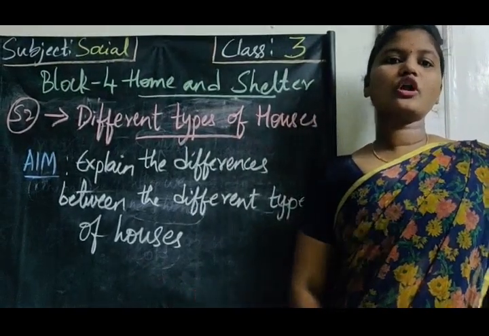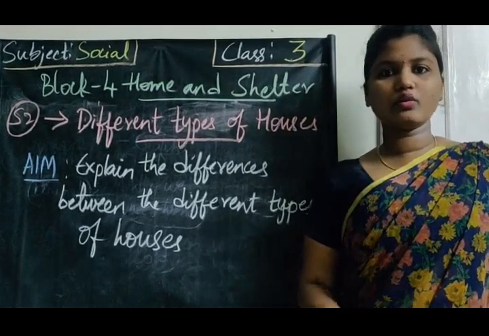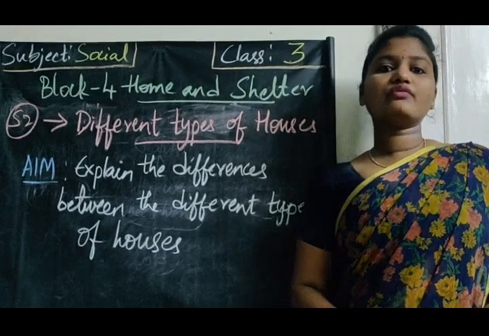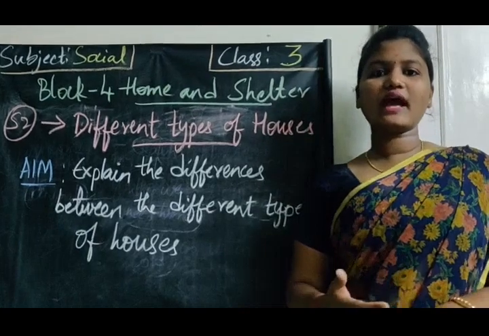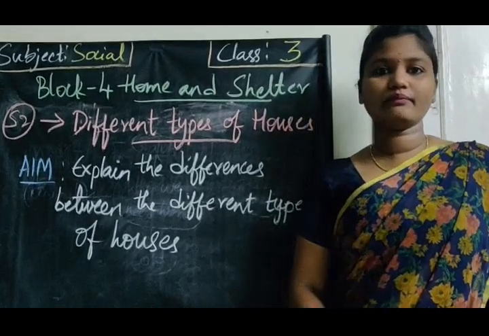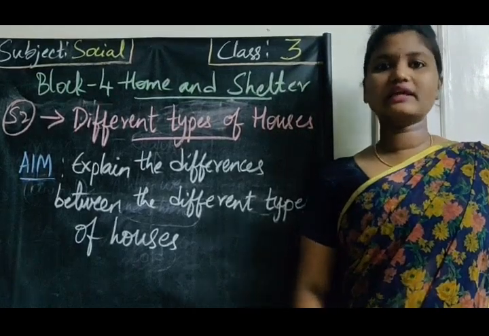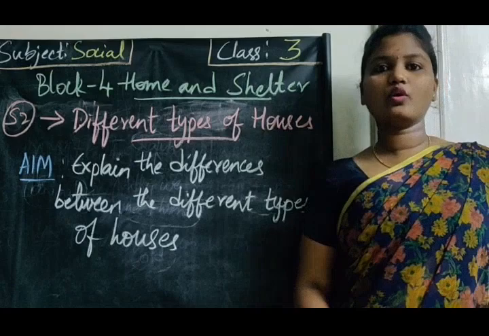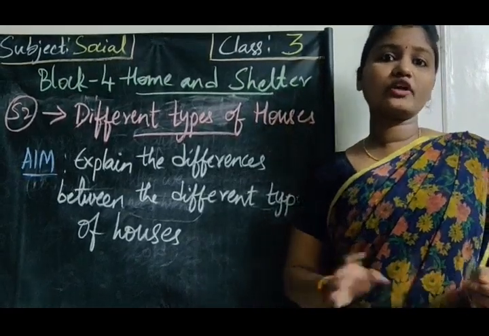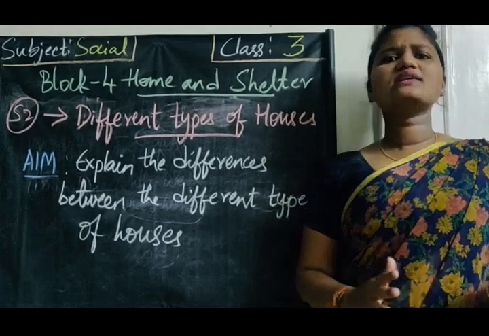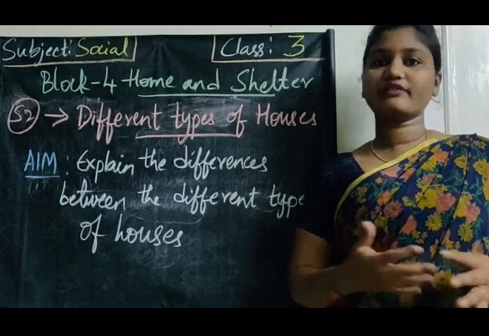Okay children, so you all know a house is a place where we live. You live in your own houses. When you visit your friends, relatives or neighbors, do you find that they have the same type of house you have? No, right? There will be some difference. They are living in different houses.